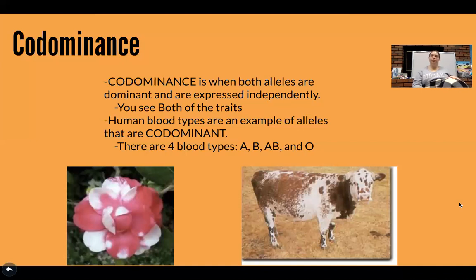But again, the difference between incomplete and codominance, these are the ones that kids generally confuse the most because they sound very similar. Incomplete, neither allele is dominant, so they blend. Codominance, both are dominant, so both are expressed independently, meaning we see both of the expressions, such as the flower that's red and white, versus incomplete dominance, where we have the flower that ends up pink. All right.